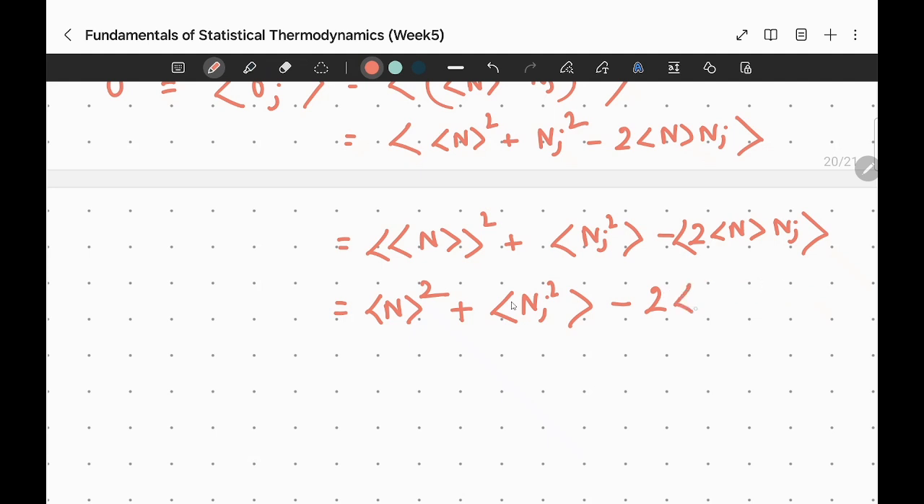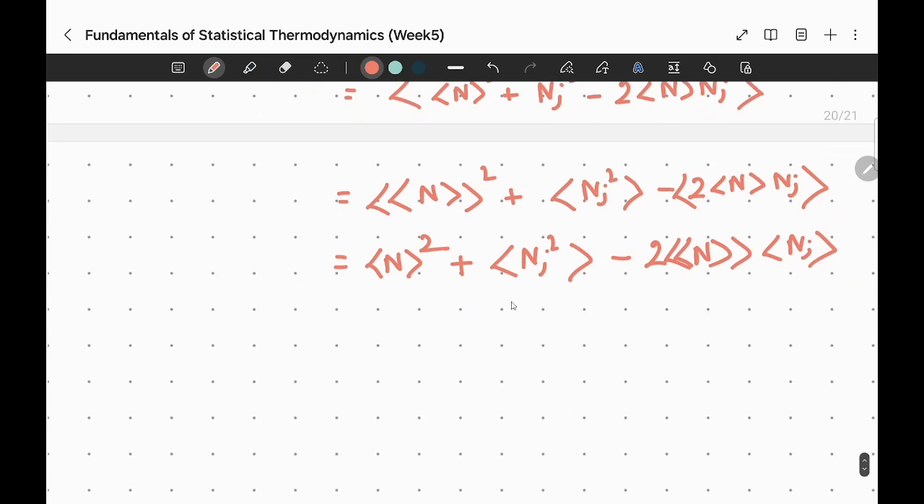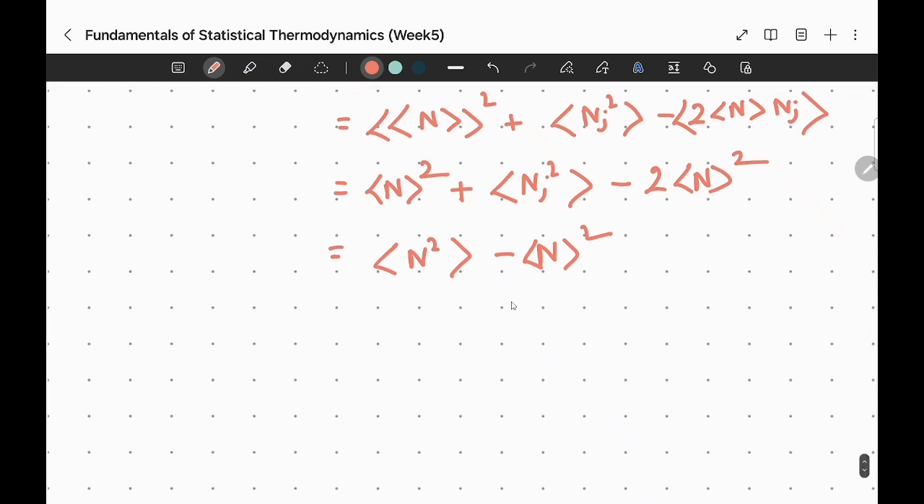Let me write one intermediate step. This will be this, and this will be this. Again, the average of an average does not mean anything. The average of nj, you know what it means? The average of nj means n average, which we have already calculated. So essentially it is n square average minus n average square. Is it clear?